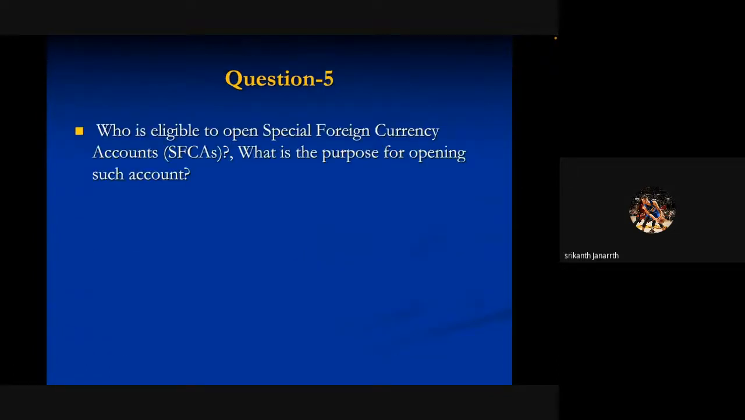Question number 4. Who is eligible to open a special foreign currency account? Who is eligible? What is the purpose of opening it? You know the answer, right? I told you: companies incorporated in Sri Lanka. You can write down the answer. Companies incorporated in Sri Lanka.